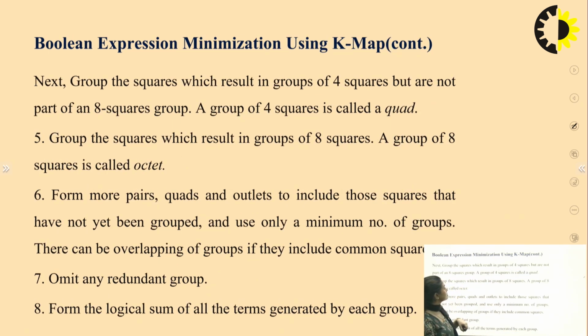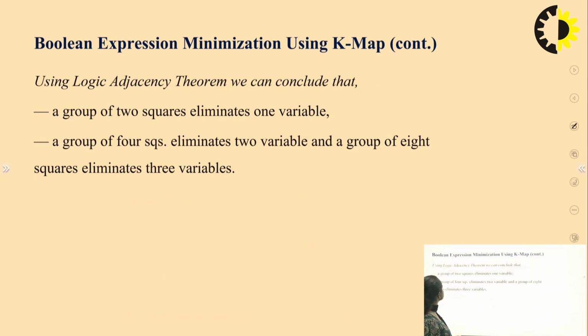Next, group the squares which result in groups of 4 squares but are not part of 8 squares. Group these squares which result in a group of 8. We'll have to make groupings. Each group has to be of the largest number of ones, and there should be no overlapping where all the ones are already used. How do we check that? Omit any redundant group. Form the logical sum of all the terms generated by each group. A group of 2 squares eliminates one variable. A group of 4 squares eliminates two. These are the conclusions that we'll be making.